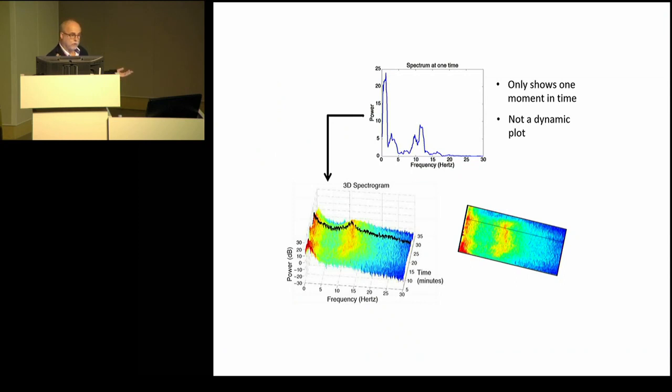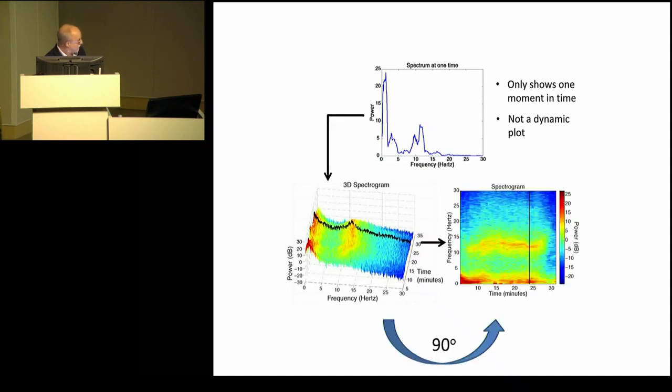Nowadays we can put colors to things. So if we put that in colors and we change the high energy to red colors and the low energy to blue colors, we can see this spectrum moving in time. And we can even put that in two dimensions. You can see two dimensions. And if you turn it 90 degrees, you have the spectrum. Now the time is here, and the power is here.